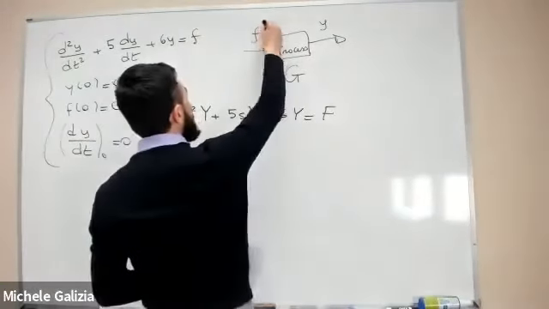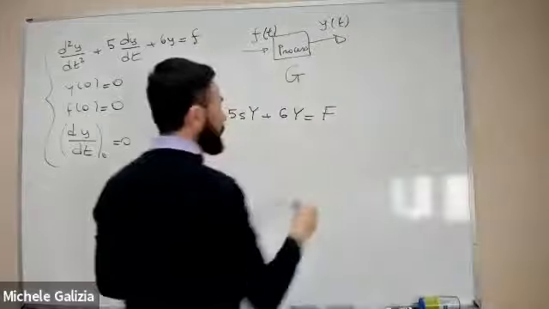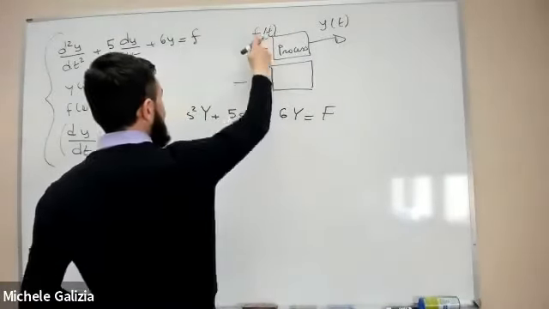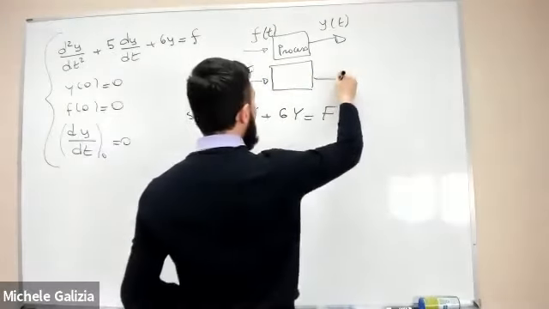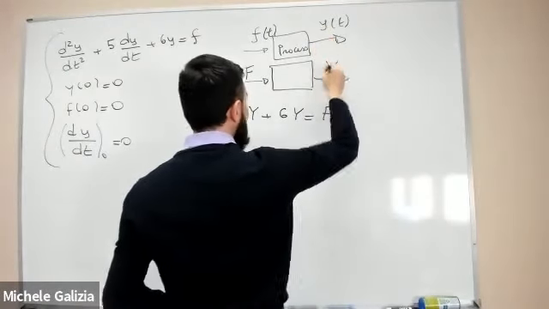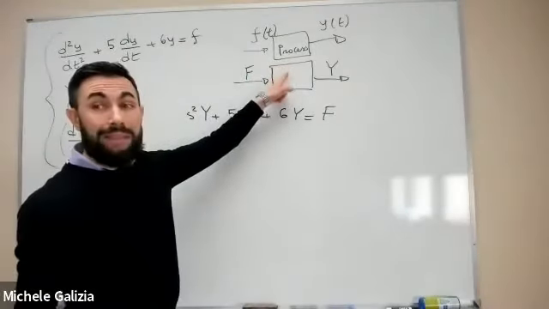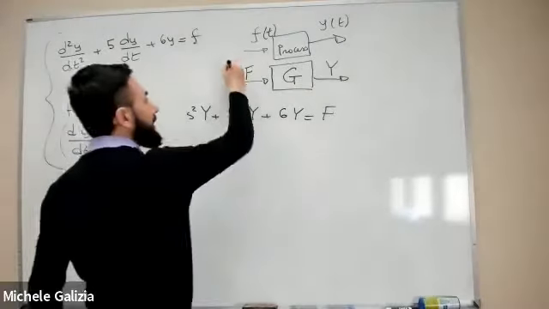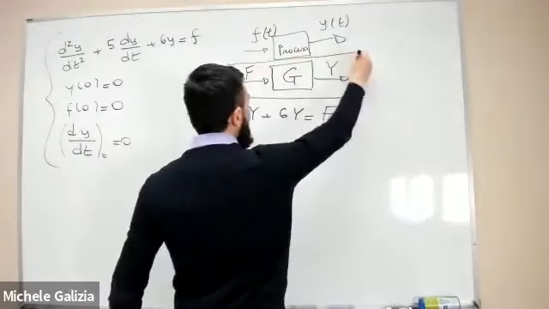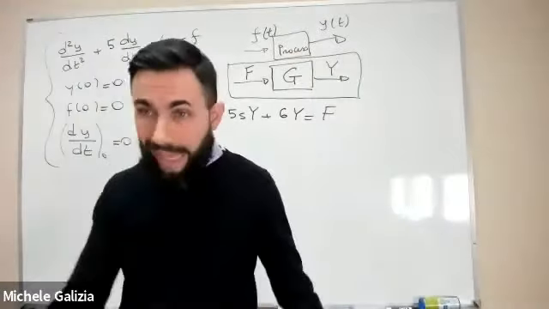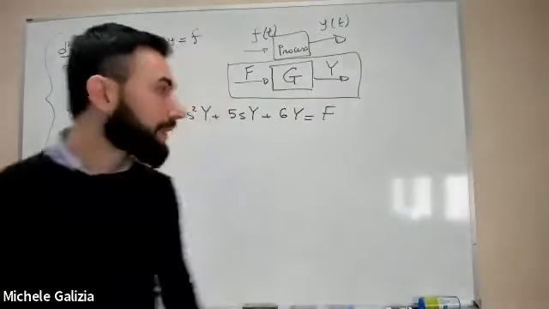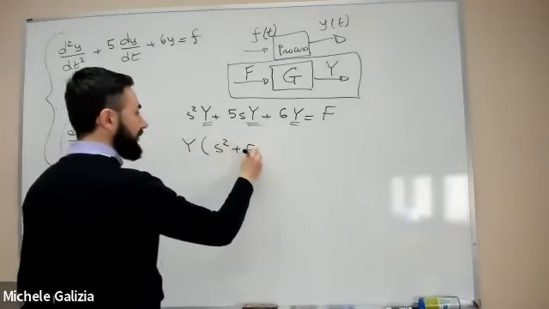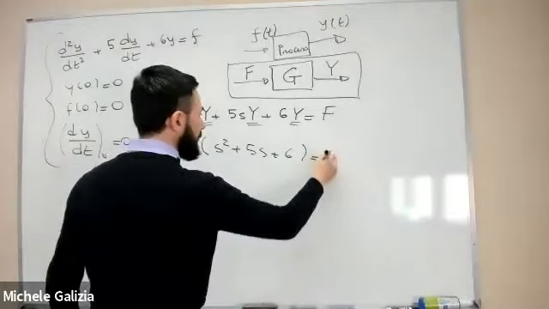So basically, we are moving the problem from the time domain to the Laplace domain. And basically, f non-capitalized becomes F capitalized, the output y non-capitalized becomes Y capitalized, and the process becomes the transfer function. And this is what we call the block diagram, as we saw last time. So I can collect Y(s squared plus 5s plus 6) equal to F.